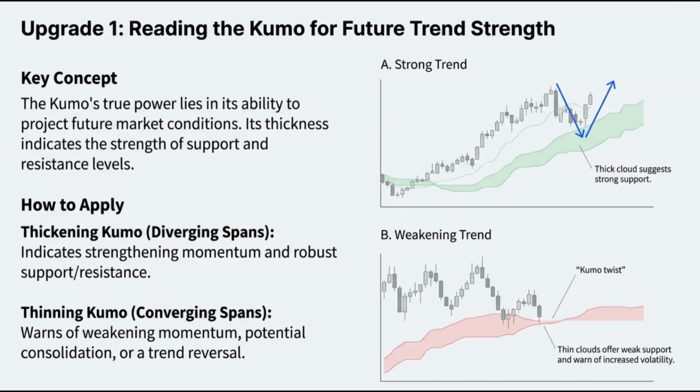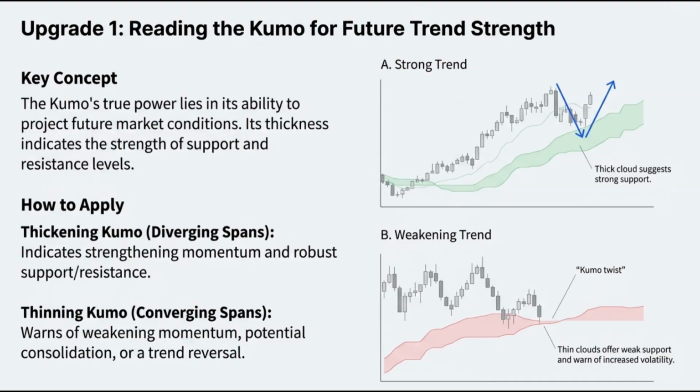Okay, let's unpack that. Let's jump into the first advanced strategy, which is reading the cloud itself. Most people just see if the price is above or below. But we need to look inside the Kumo. Absolutely. The structure of the cloud, its shape is, well, it's almost prophetic. The number one thing to look at is its thickness.